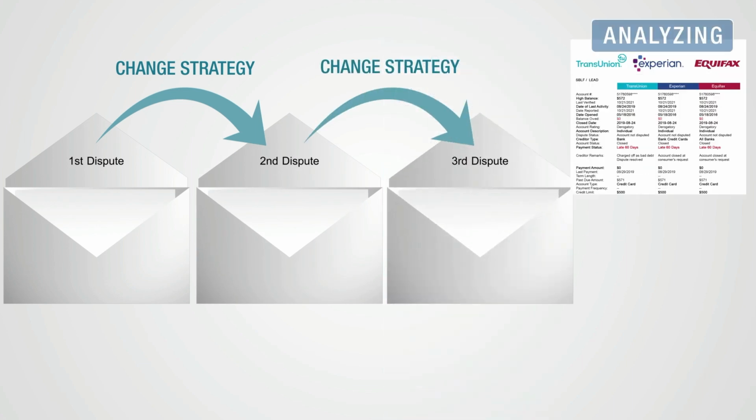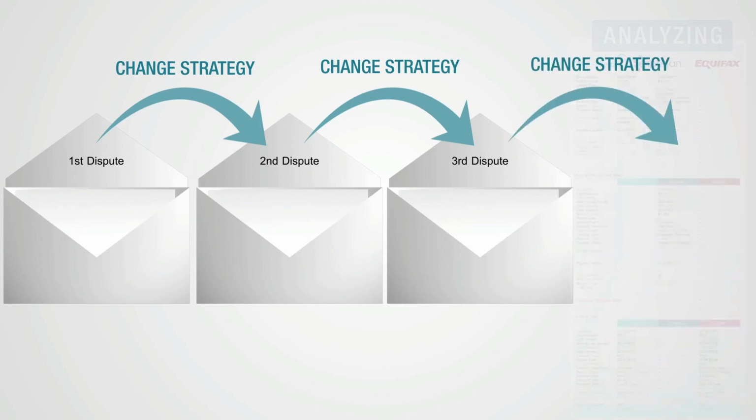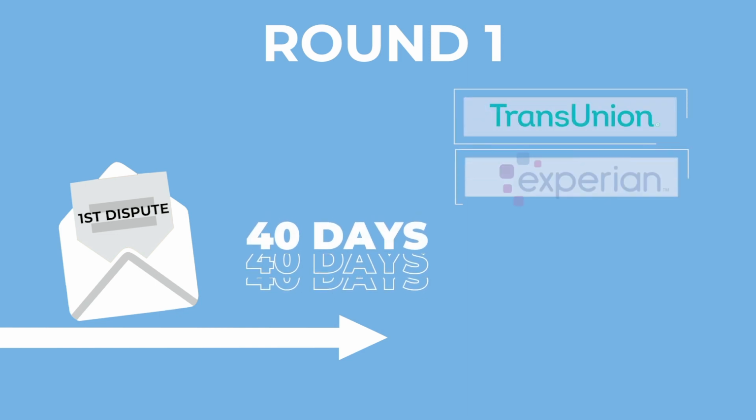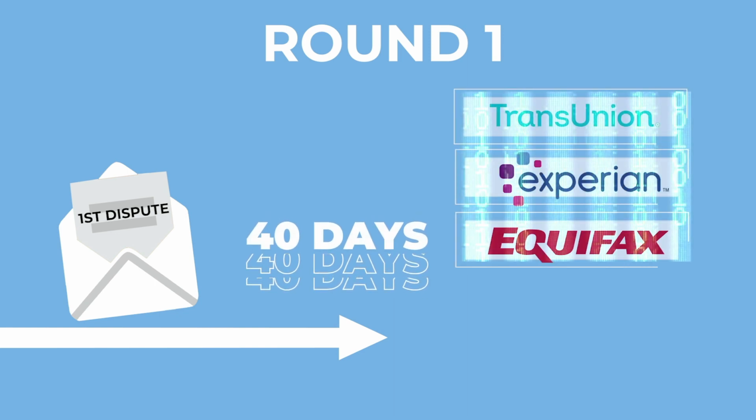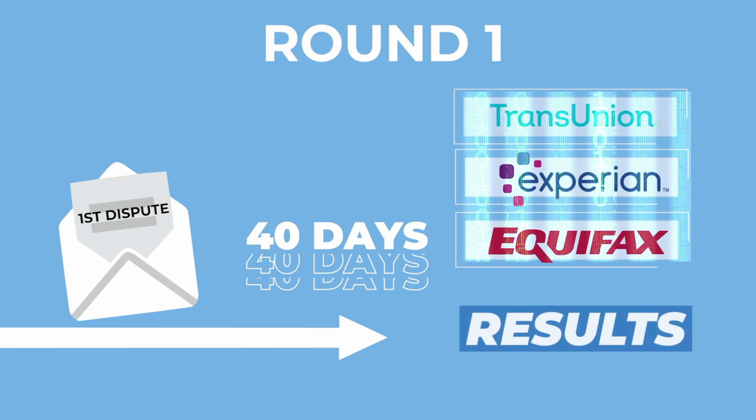Every dispute letter you send is called a round. Round 1 is your first dispute letter. Then, 40 days later, your software will import and analyze your new 3-bureau credit report from your credit report provider to show you the results. For the accounts you dispute in round 1 that were not repaired or deleted, the software will scan them for errors and prepare them for the next round, which is called round 2.